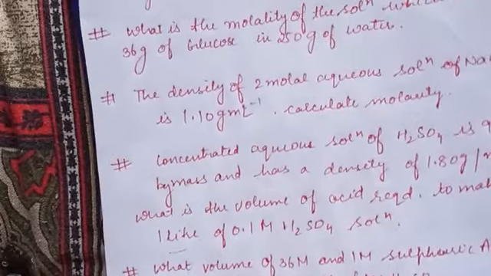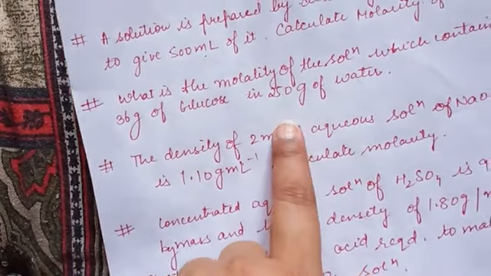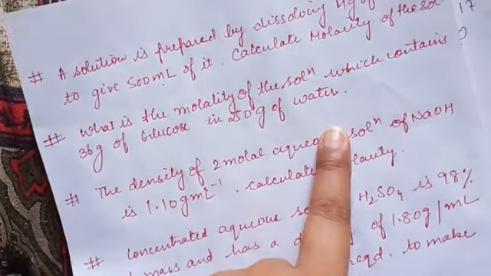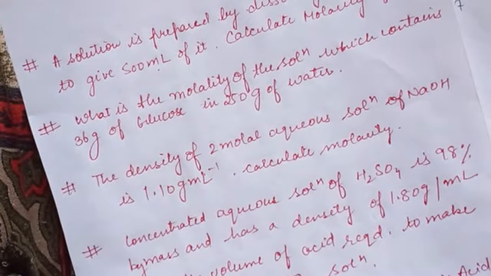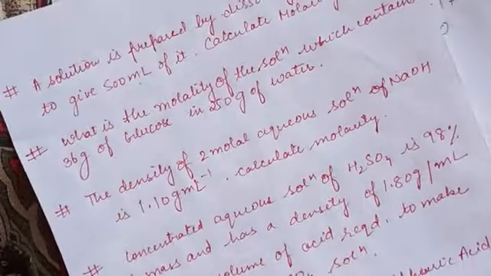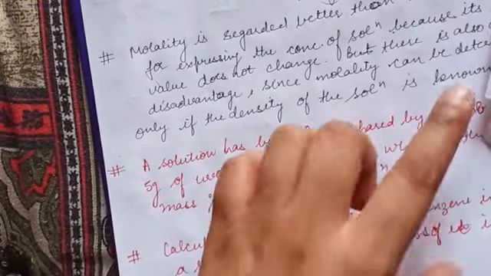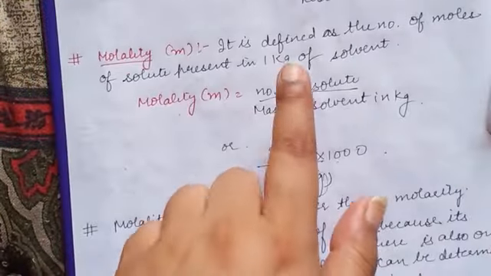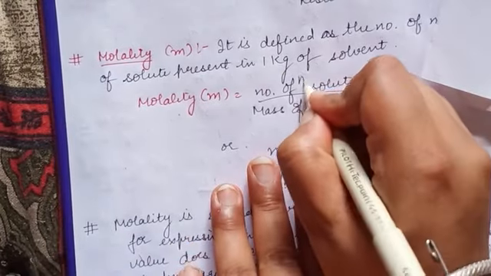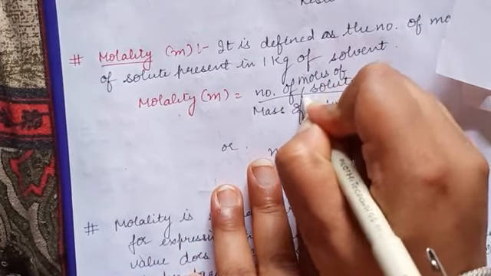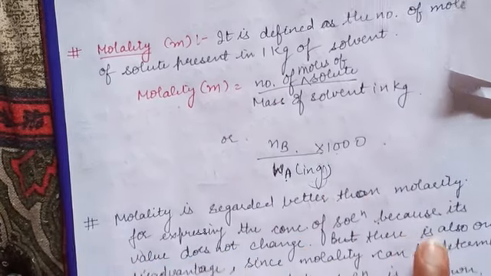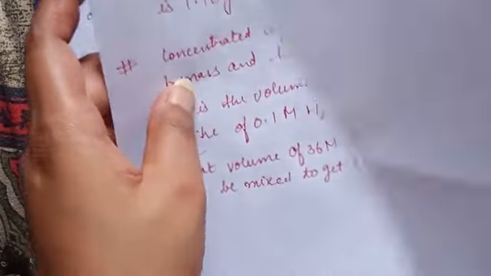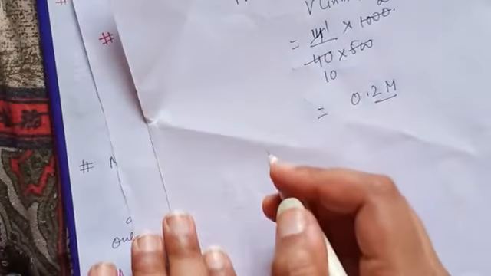This was quite easy. Now the next question is, what is the molality of the solution which contains 36 gram of glucose in 250 gram of water? What was the formula of molality? Number of moles of solute divided by mass of solvent in kg. Now what are we given with?